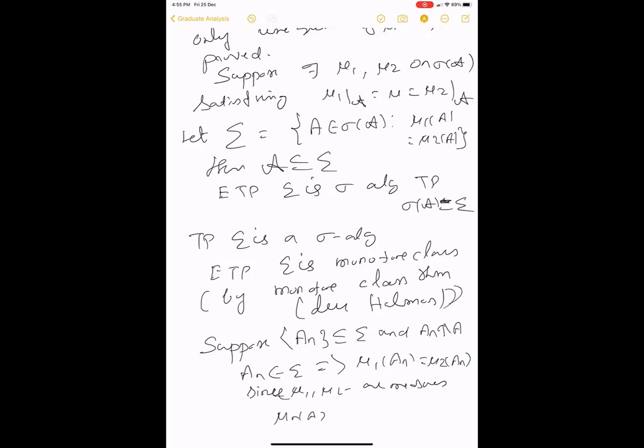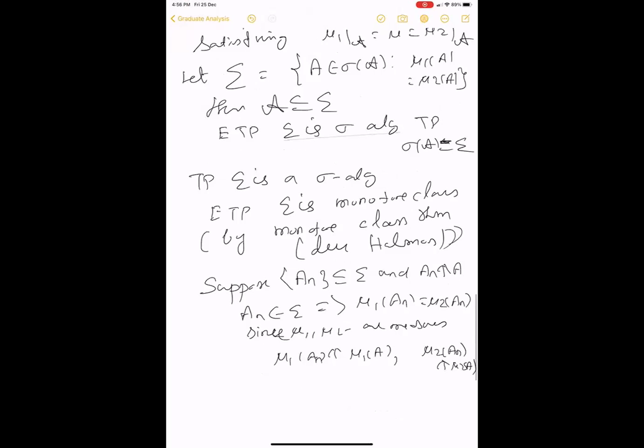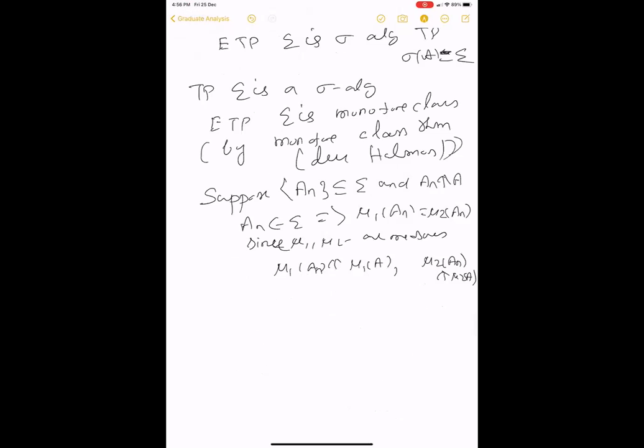Mu1 of An increases to mu1 of A, and the same thing also holds from this side: mu2 of An increases to mu2 of A. But since these two are equal, mu1 of A equals mu2 of A. So this implies A is in it, and that's the definition of this.